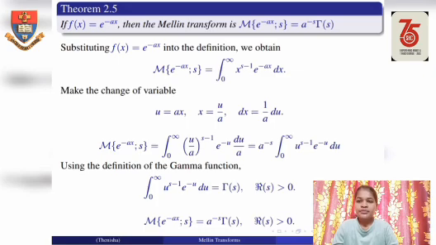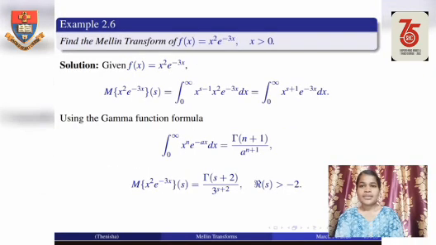We can give the final result. Now let's see the examples for Mellin transform. Example 1. Find the Mellin transform of f of x equal to x square into e power minus 3x where x greater than 0. Solution: given f of x equal to x square e power minus 3x.